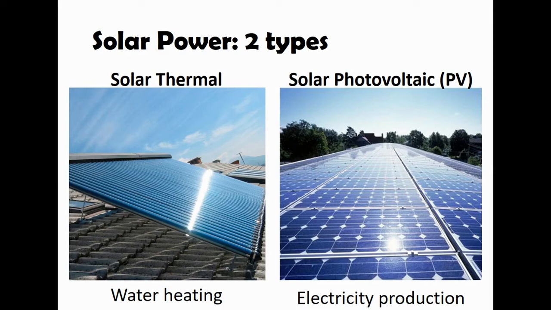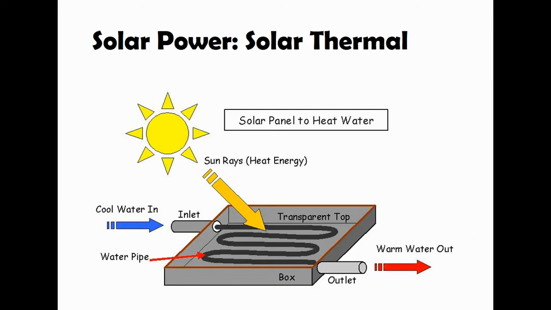We already talked a bit about the photoelectric effect and how a photovoltaic cell works. But solar power actually comes in two different forms. The first is solar thermal power, used to heat water and cook. Photovoltaic power is used to produce electricity. Let's look at solar thermal power first. Solar thermal power simply uses the sun's ability to transform light energy into heat energy to heat water.